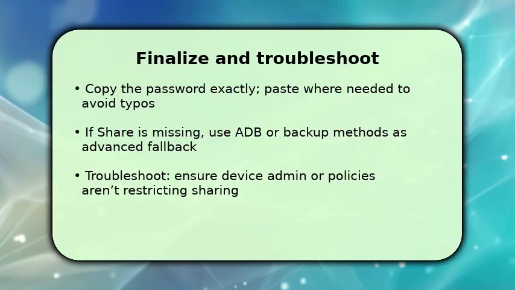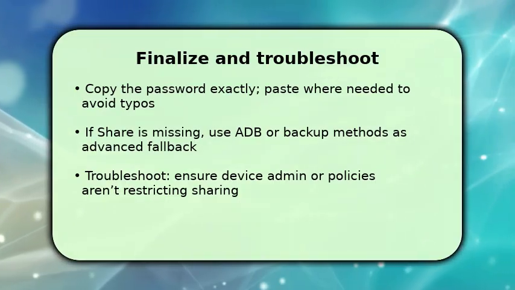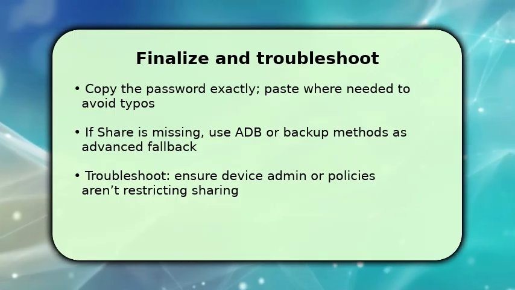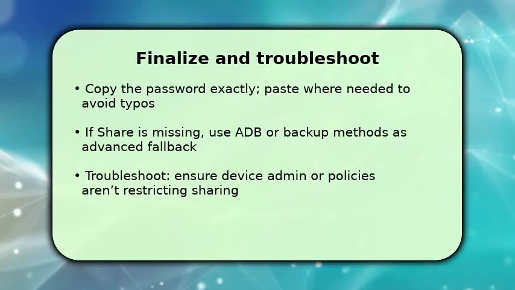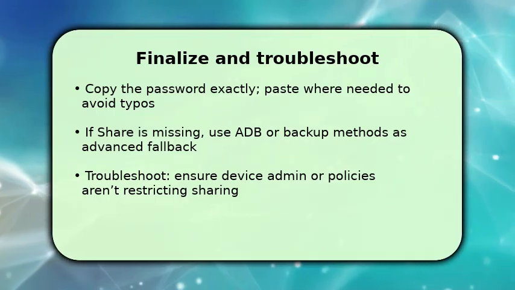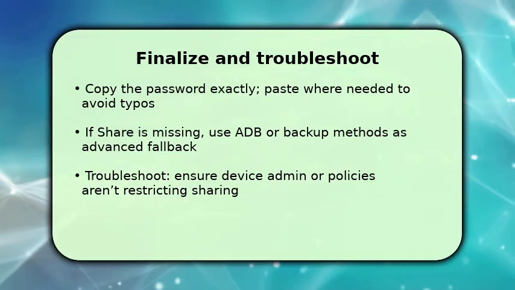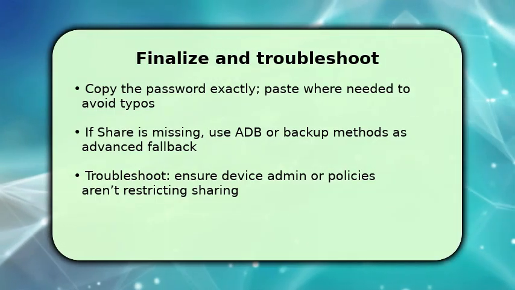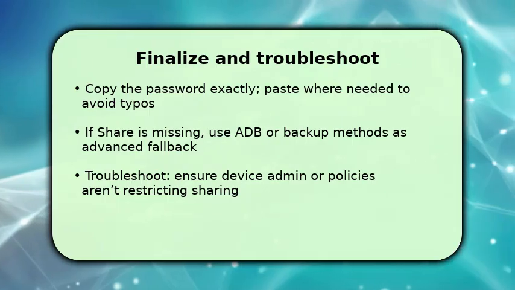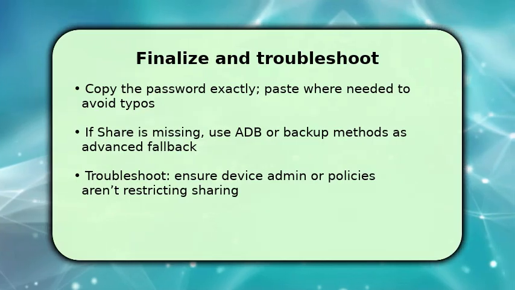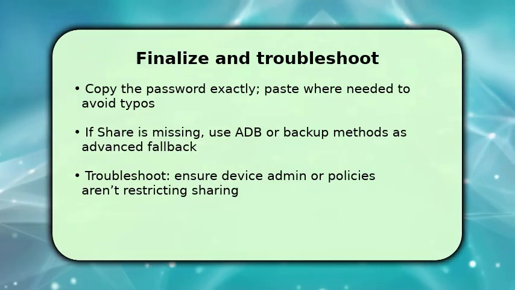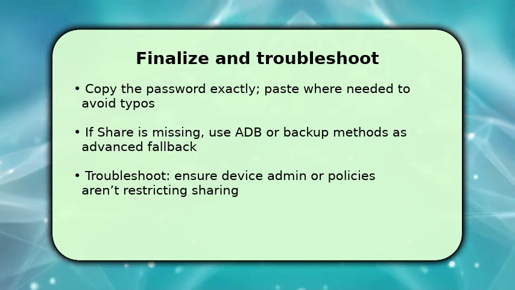If the Share/QR option isn't available, you can use Android Debug Bridge, ADB, on a computer to pull Wi-Fi config files, but that's advanced and requires USB debugging enabled. Also check that work profiles or device management policies aren't blocking password display. If you hit a restriction, remove the profile or ask the administrator. Then retry the share flow after authenticating. That's the single troubleshoot.